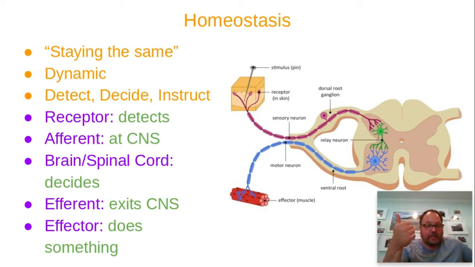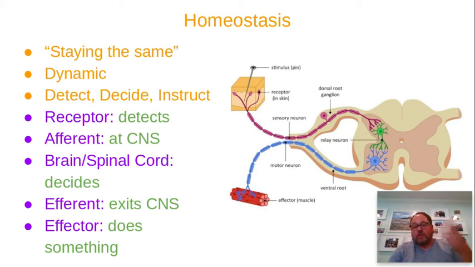That could be body temperature, it could be pH of the blood, it could be oxygen saturation of the blood, your glucose levels in your bloodstream. So your body tries to maintain sort of a steady state under most circumstances. This is, though, a dynamic process because things are happening outside of you and inside of you.